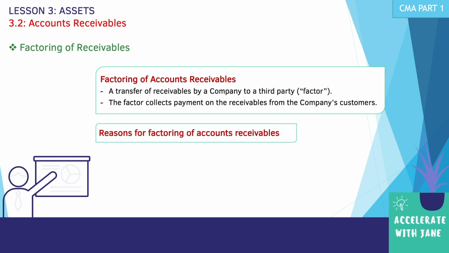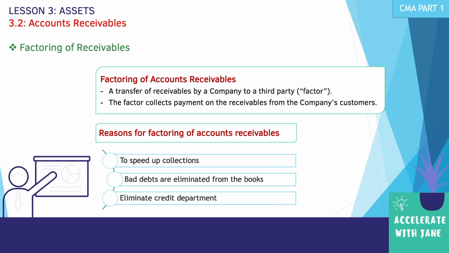Okay? So what are the reasons for factoring of receivables? We have 3 reasons here. One reason is to speed up collection. More often than not, factors are financial institutions or other parties who have a more efficient collection process. Companies which are unable to collect transfer these receivables to a third party to speed up the collection, since the factor actually pays in advance to the company for the transferred receivables.